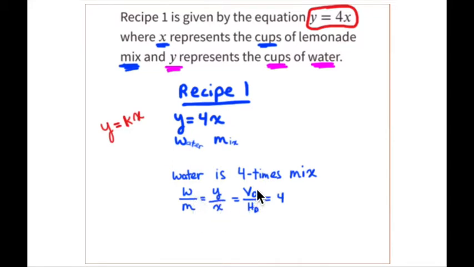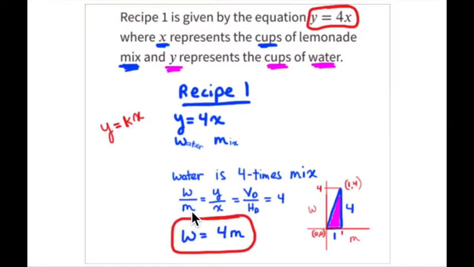That's the number of units in the vertical direction compared to the number of units in the horizontal direction. So that equals 4. So you're going to use 4 times as much water as you are going to use mix. Remember, we started here and we went down this way, 4 times as much water as you use of mix. So that gives you this equation. The amount of water that you use is 4 times the amount of mix that you use.